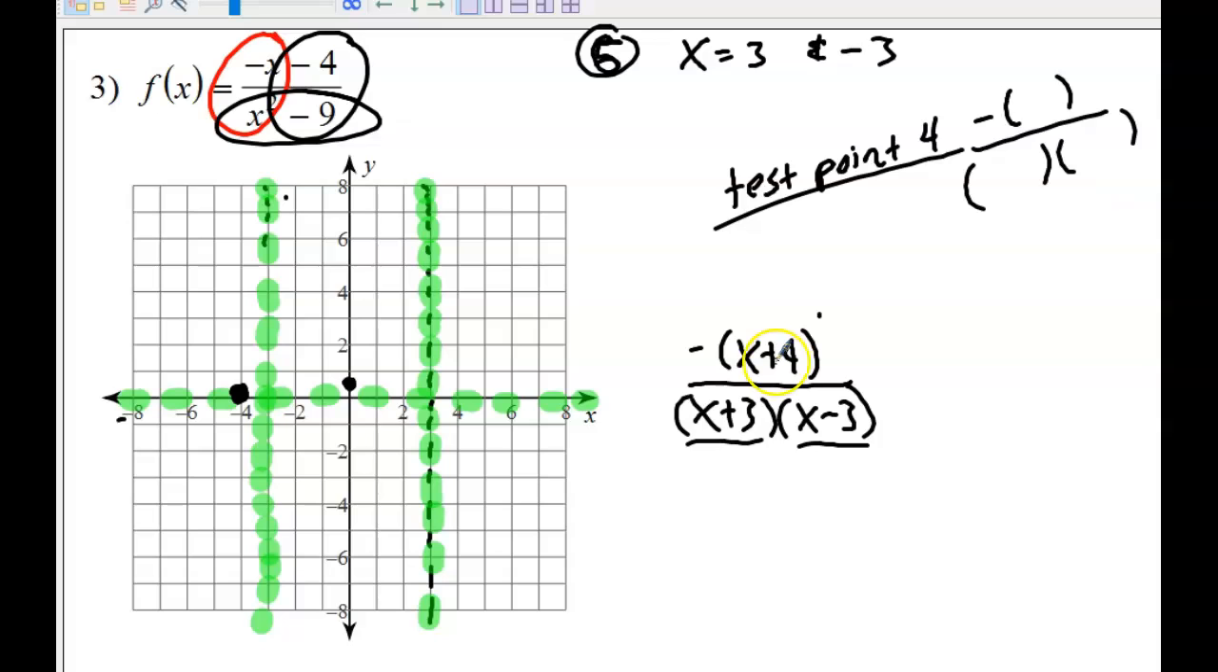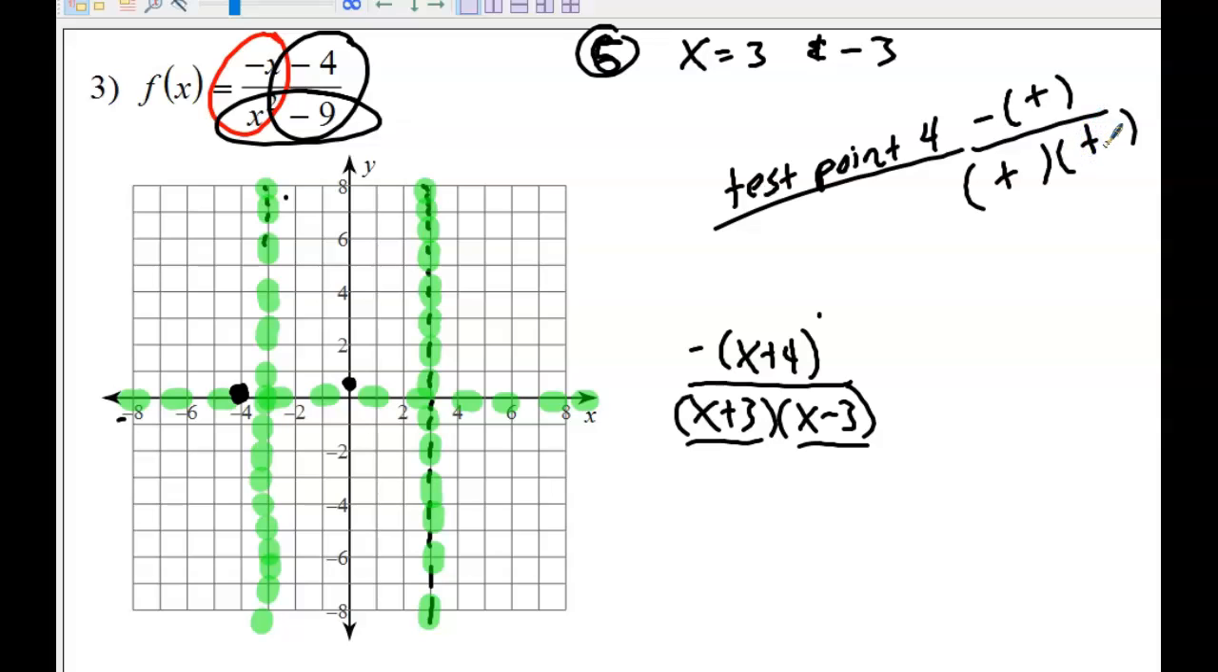If I plug in 4 here, guys, will this come out to be positive or negative? 4 plus 4 is 8, right? So that's going to give me a positive in there. How about down here? If I plug in 4, what will this parenthesis become? That's a positive as well. If I plug in 4 here, what do I get?